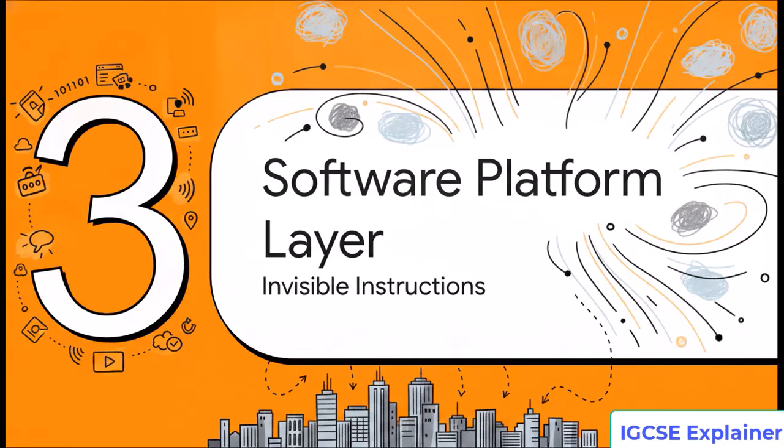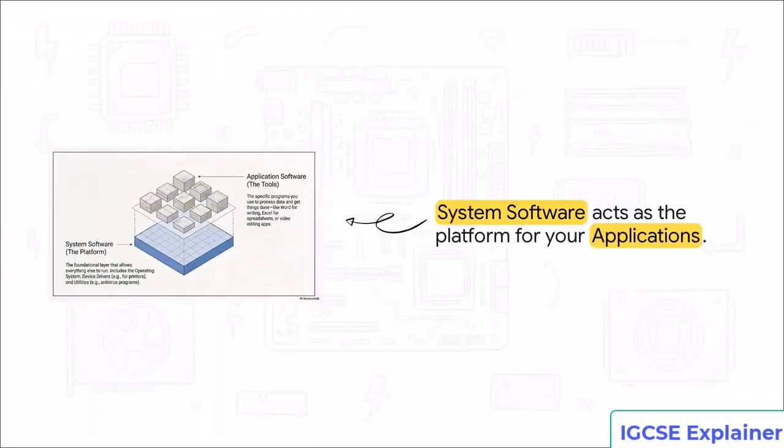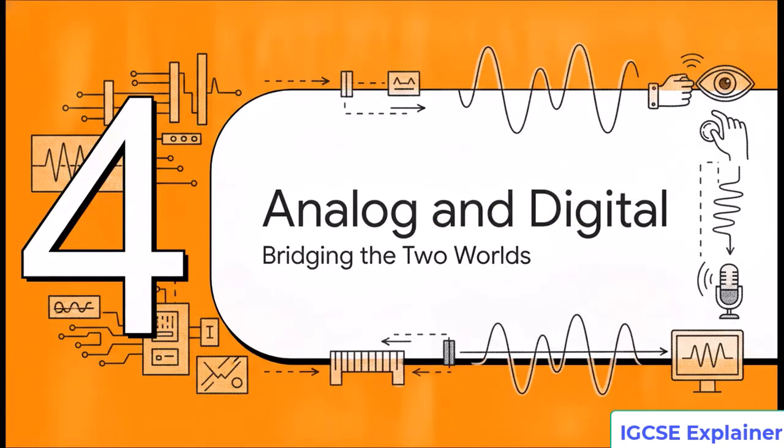Section 3, the software platform layer. We are now moving from the physical city into the invisible realm of software that brings it all to life. Let's see how this builds, because software isn't just one giant bucket. It is layered. At the very bottom, system software provides the foundational platform. This is your operating system and your device drivers. Sitting right on top of that is the application software. These are the specific tools you actually interact with, like Word or Excel. And the key takeaway here is you literally cannot run your application tools without that foundational system platform underneath supporting them.